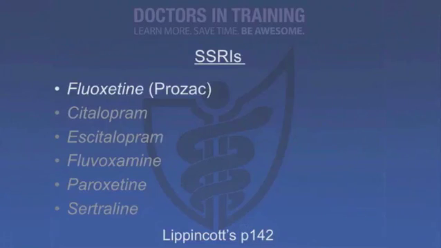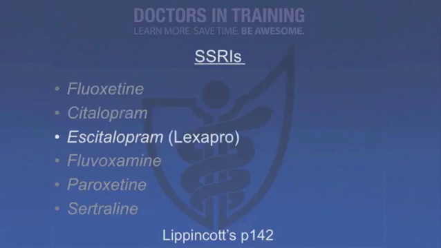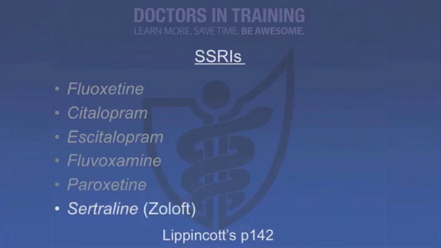SSRIs are relatively safe in overdose. And because of this, they have largely replaced tricyclic antidepressants and monoamine oxidase inhibitors as the drug of choice in treating depression. SSRIs include fluoxetine, which is the prototypic drug, citalopram, escitalopram, fluvoxamine, paroxetine, and sertraline.